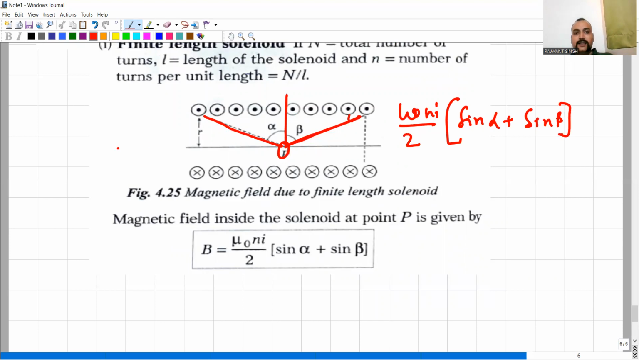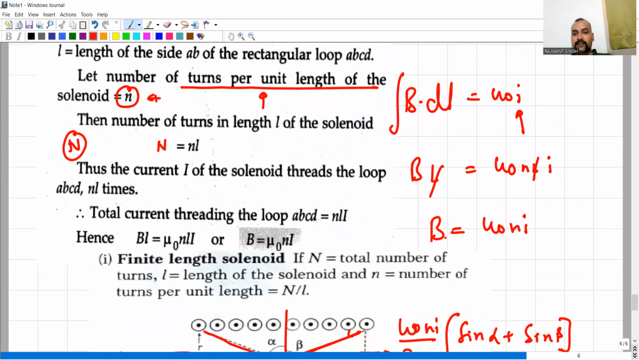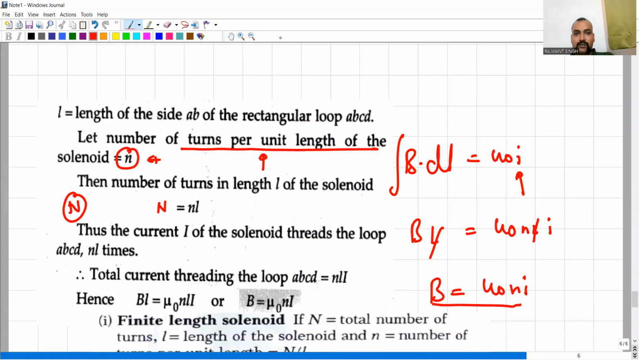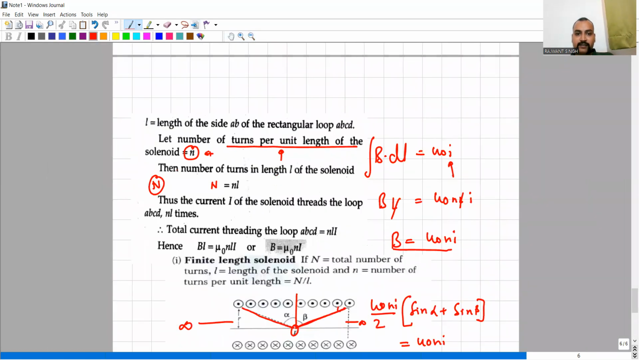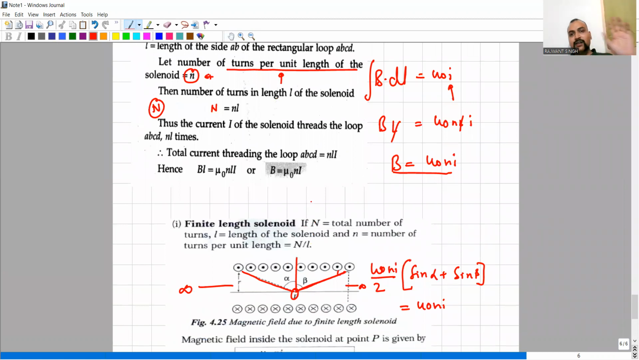If you consider that this is of infinite length, both are infinite length, then in that case alpha and beta both will become 90. Alpha and beta both will become 90, so again your formula will become mu naught n i. So you will find that this is exactly the formula which we have derived here, mu naught n i. The formula that we have derived is specifically for the center, right at the center.